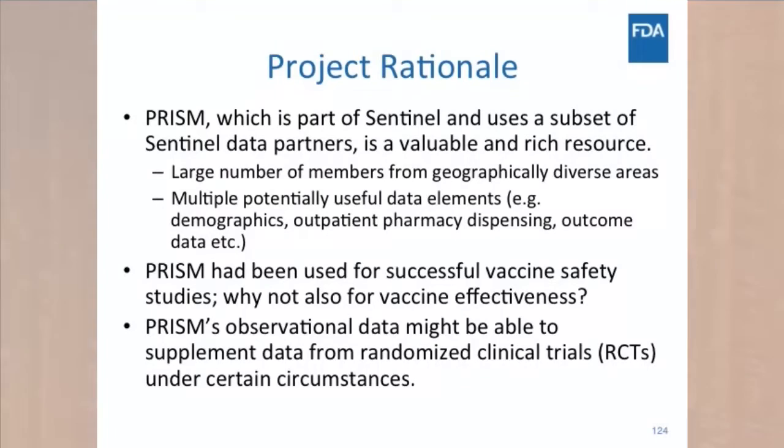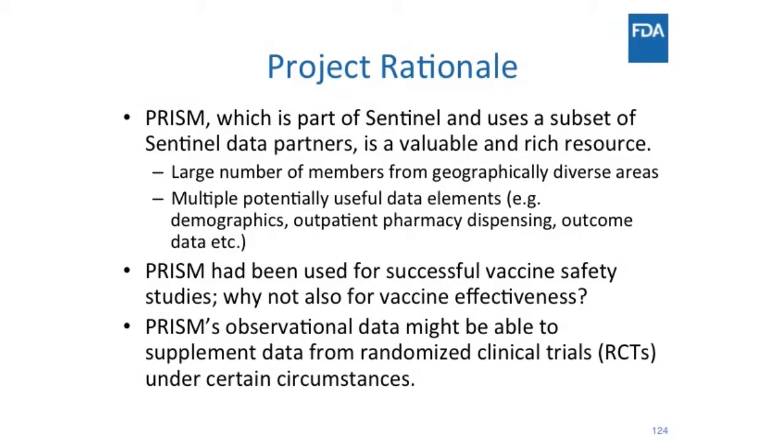So the rationale for this project is that PRISM, which is a part of Sentinel and uses a subset of Sentinel data partners, is an incredibly valuable and rich resource. There are a large number of members from wide, geographically diverse areas, and there are multiple potentially useful data elements. There is demographic data, there is outpatient pharmacy dispensing, and there is outcome data, including dispensing codes, diagnosis codes. So the question really was, can this be used for another purpose?